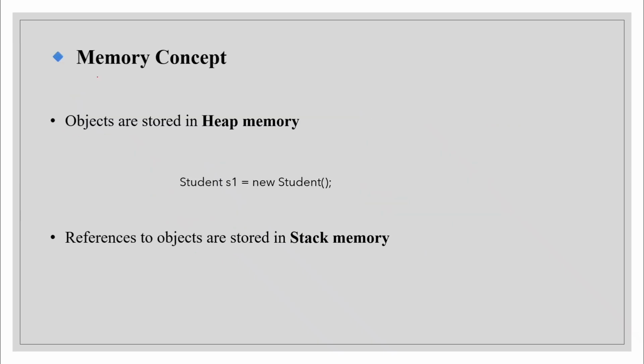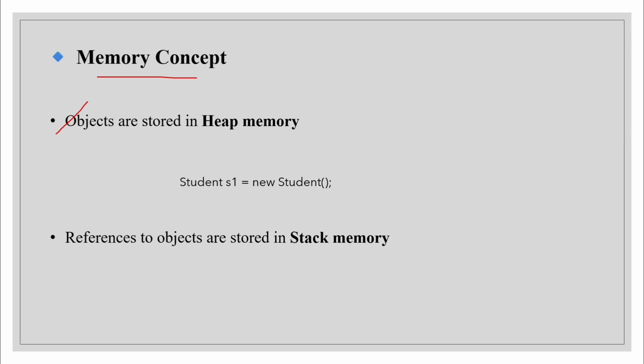Alright guys, now let's dive into a super important concept in Java, memory management. This might sound confusing at first, but trust me, I'll make it super simple for you. First thing, objects are stored in heap memory. Think of heap memory as a big storage area or a warehouse. Objects can be large and complex, with many variables and methods, and the size is definitely not fixed, and they need to live longer even after a method finishes. So objects are stored in heap.